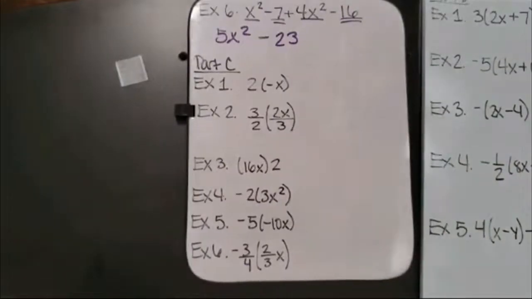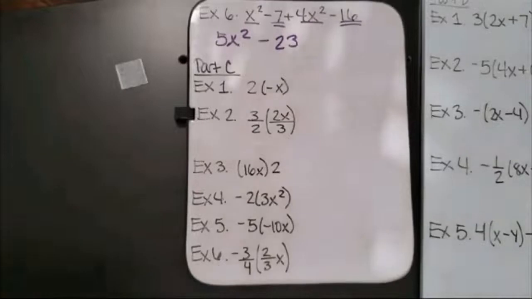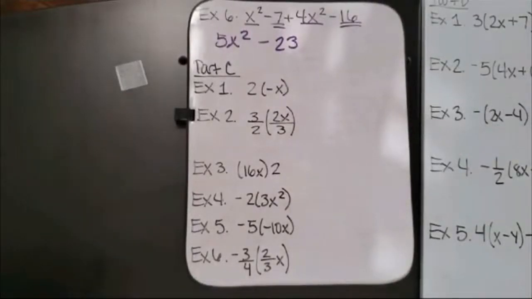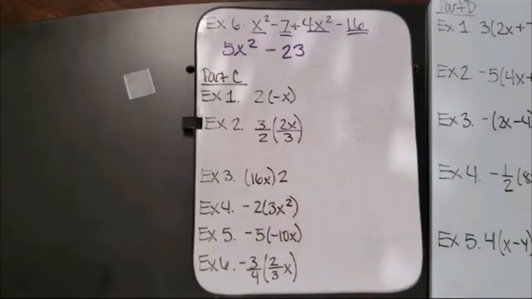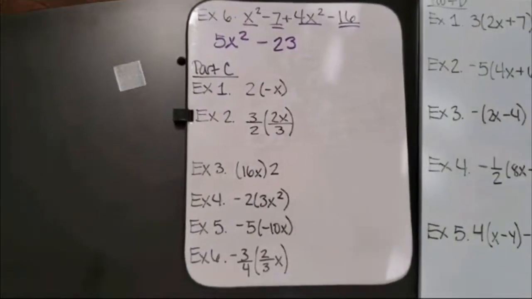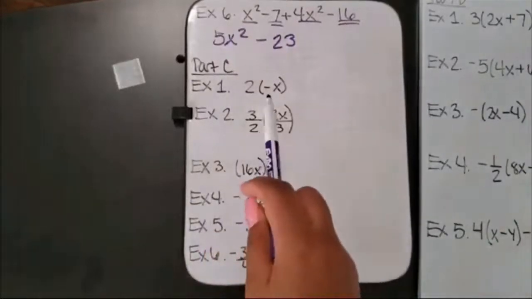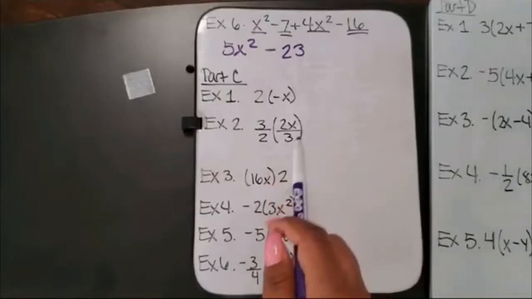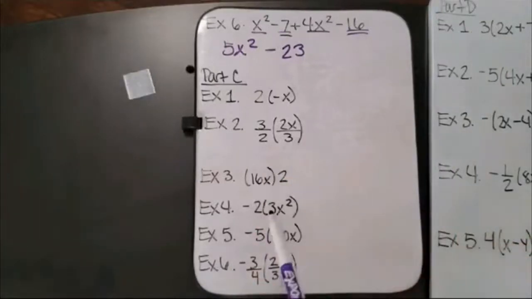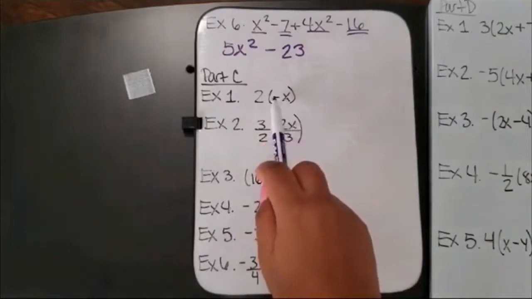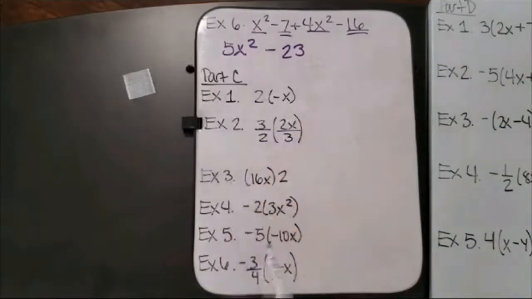Now let's get into part C. So in part C, we are looking at some properties of multiplication. So let's look at these examples. So first we have 2 times negative x. All right. So whenever we have a negative x or just a x, it's a 1 in front of it. So this is basically negative 1x, okay?